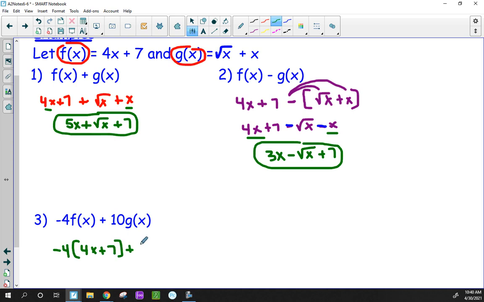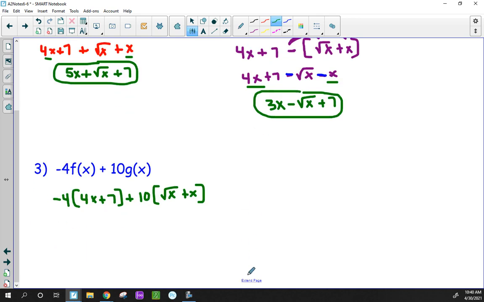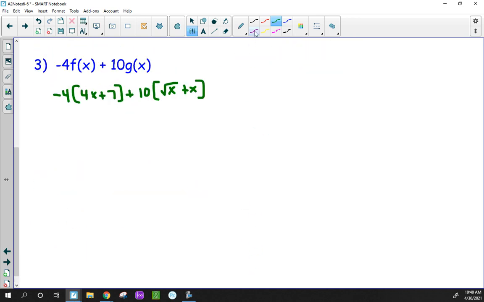Drop your plus 10 down, and you're going to multiply 10 by the g function. And in the directions, again, it's the square root of x plus x. Okay. All right, from here, you're going to use distributive property. So we're going to do -4 times 4x.